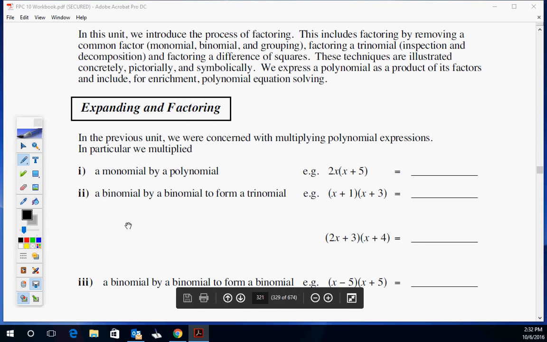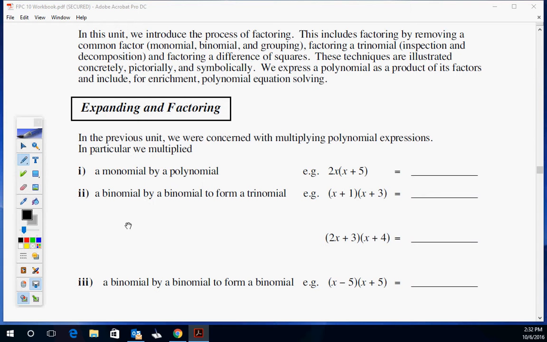So it's Unit 2, Lesson 7, so we're getting into the first step of factoring now. The hard part for you is we're doing the other direction now. In this unit we introduce a process of factoring. This includes factoring by removing a common factor. That's what we're going to do today.